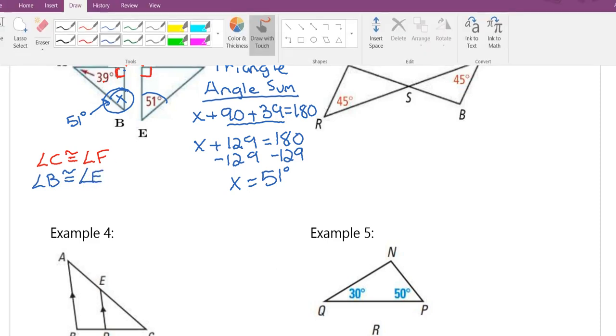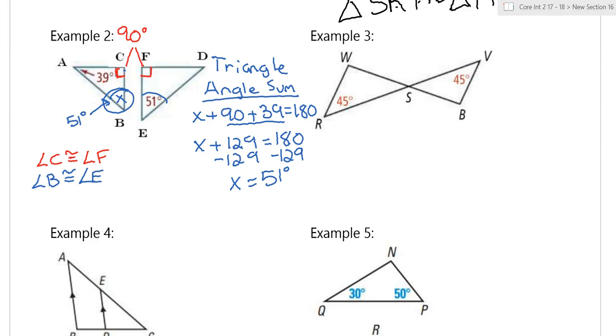Okay. Now I'm going to write my similarity statement. So, triangle, I can go in any order for this one. I'll go in alphabetical order. For my second triangle, I have to match them up. Triangle ABC is similar to, A was 39, right? It's the one that I didn't know, so that's D. B was 51, 51. And then C was right angle. Okay, so triangle ABC is similar to triangle DEF.